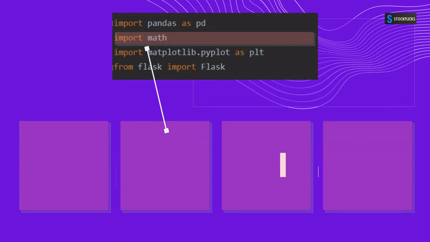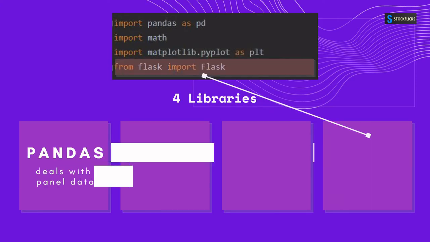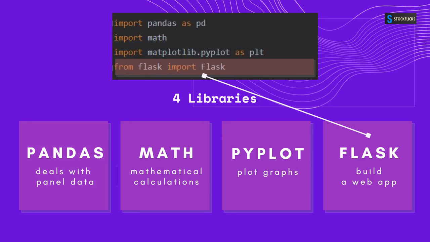PyPlot library helps us to plot graphs and save them as images. PyPlot can help us plot the line graph which visualizes the results. Finally, we will use Flask to turn the program into a web app that can be run online on a server.